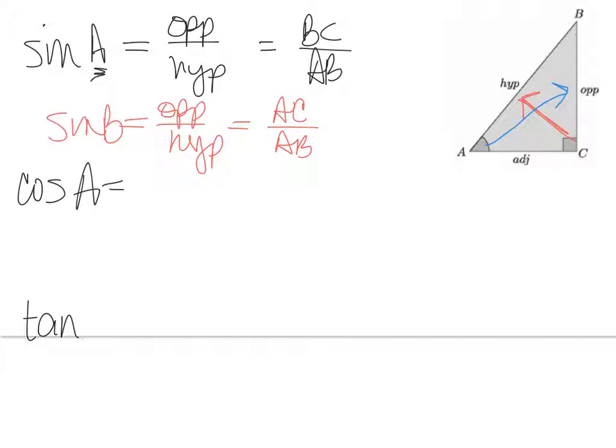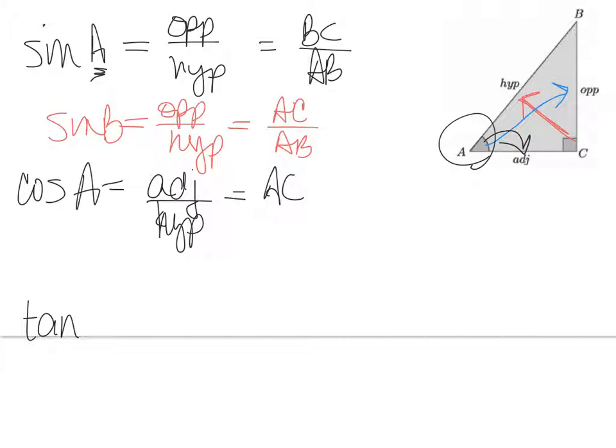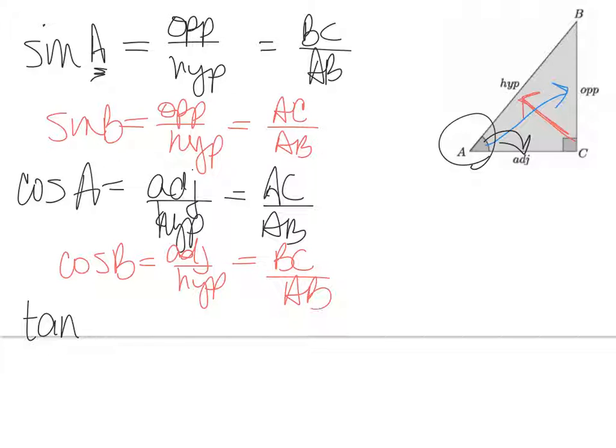Okay, cosine A. The ratio for cosine is adjacent over hypotenuse. Adjacent to angle A is AC. Hypotenuse is still AB. And then if we did cosine of angle B, it's still adjacent over hypotenuse. It's just adjacent to angle B. Next to angle B is BC, and hypotenuse is still AB. Notice my hypotenuse is the same every time I talk about the hypotenuse.